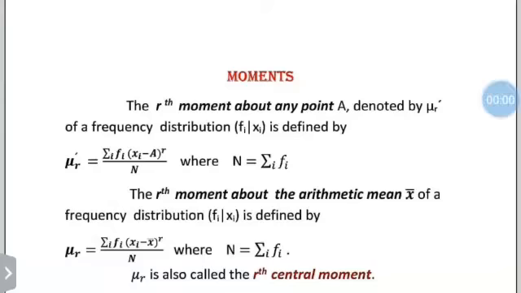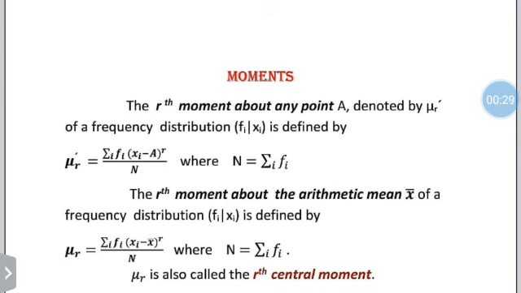In this video, we are going to study about moments. The rth moment about any point A, denoted by mu r dash, of a frequency distribution is defined by mu r dash is equal to summation over i fi into (xi minus A) power r divided by n, where n is equal to summation over i fi, which is the sum of the frequencies.